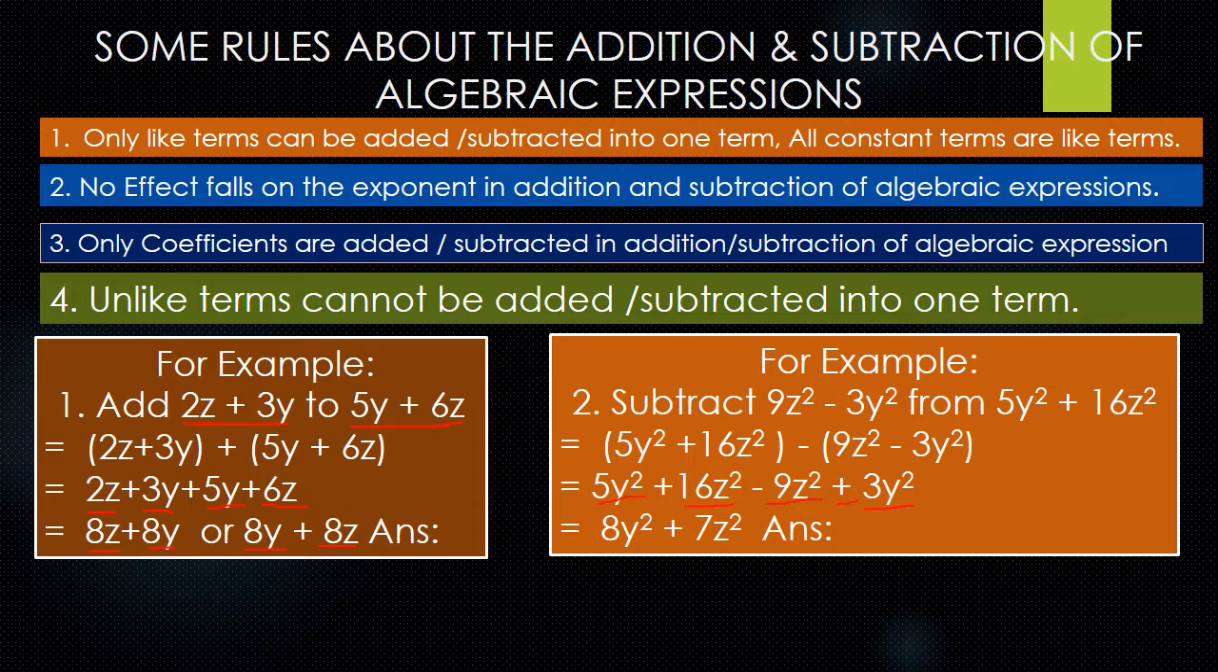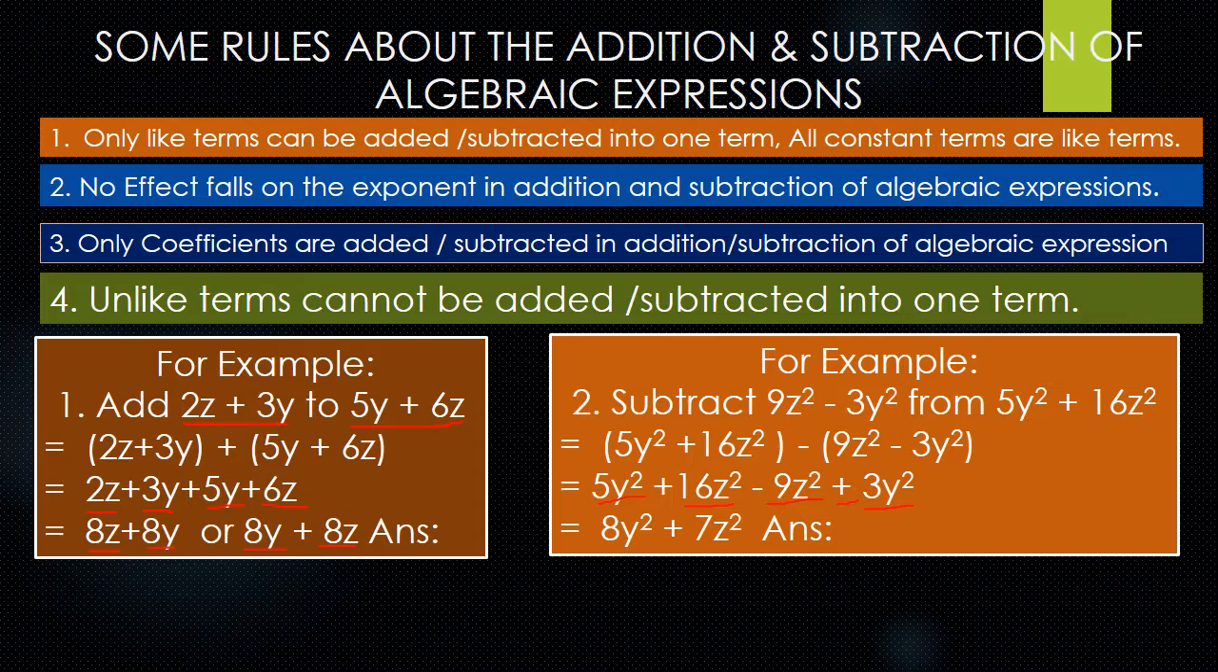Now, I am giving you some examples about these 4 rules. The first example is: add 2z plus 3y to 5y plus 6z. Now, look here. Two expressions have been given. The first expression is 2z plus 3y and the second expression is 5y plus 6z. Here I have removed the bracket and only written the plus sign. So 2z plus 3y plus 5y plus 6z.